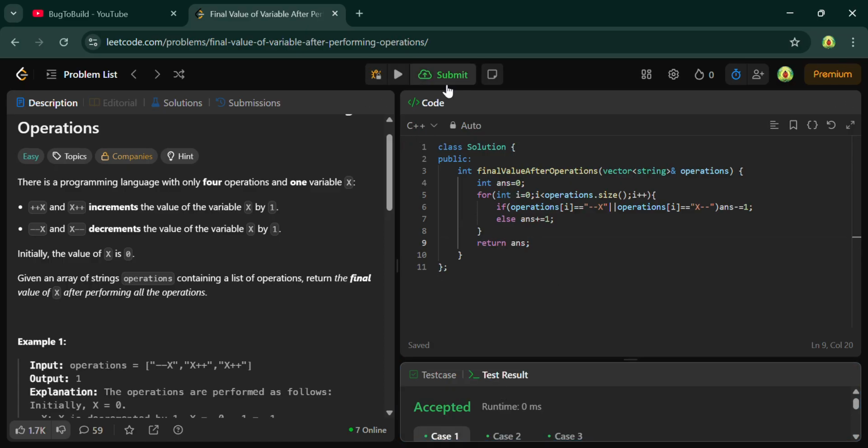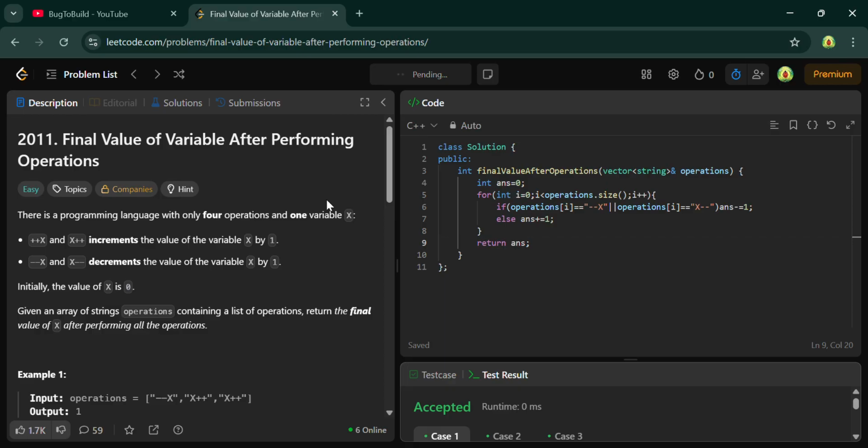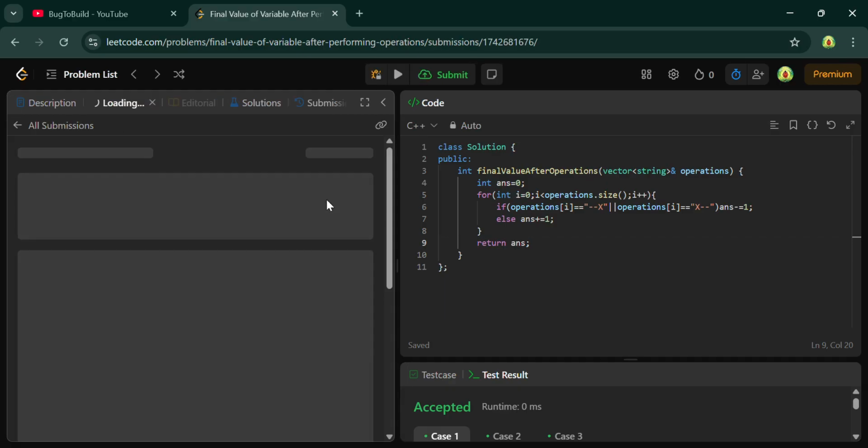Yeah, this works fine. Let's submit it. Yeah, this has been submitted.